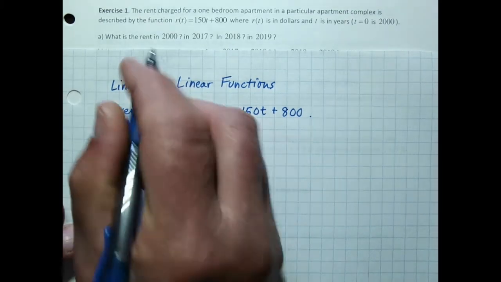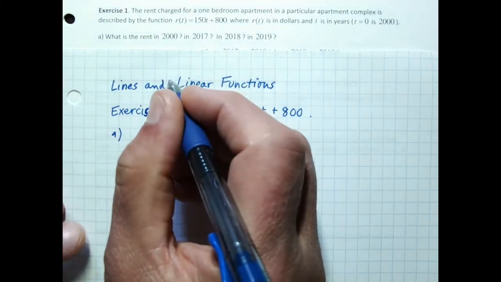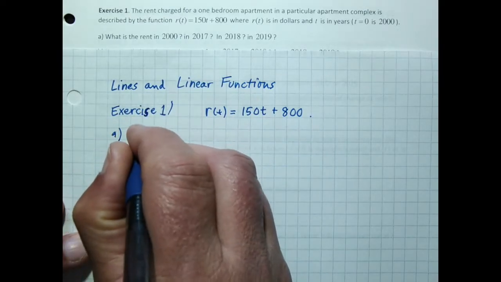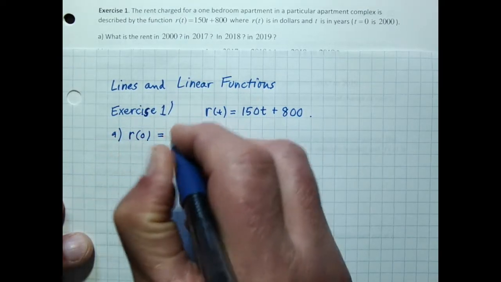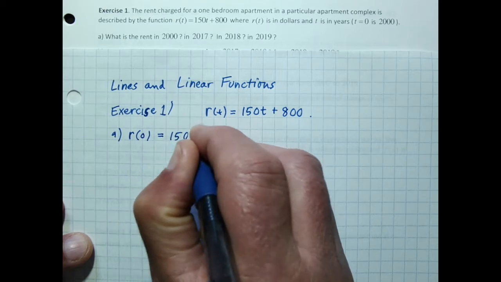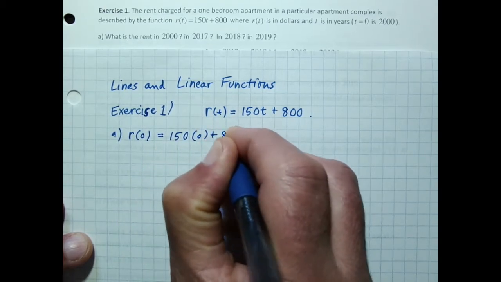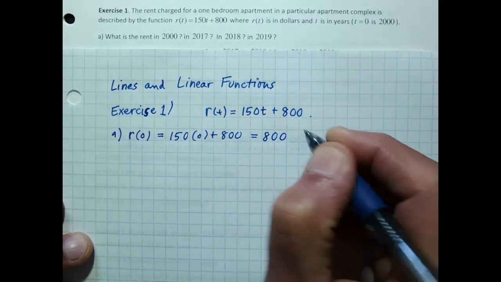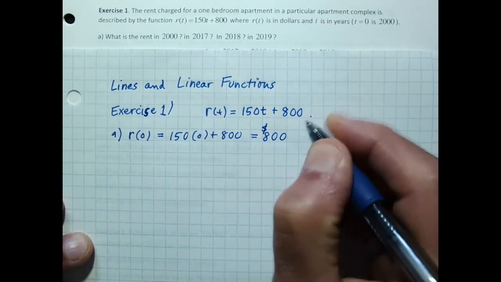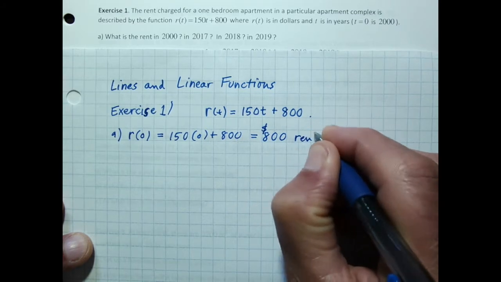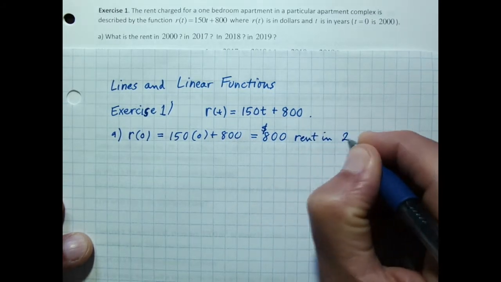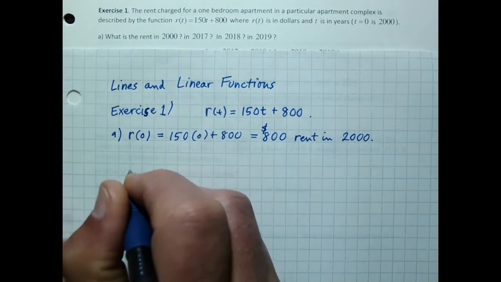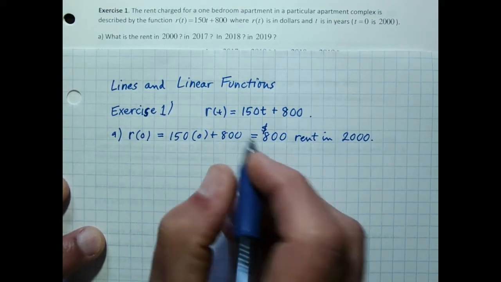A, what is the rent in 2000? Well, if t equals 0 is 2,000, we just want to know r of 0, which is 150 times 0 plus 800, and that's just 800. $800 is the rent in the year 2000. That's a monthly rent, so that's the way I'm thinking of this, $800 each month.